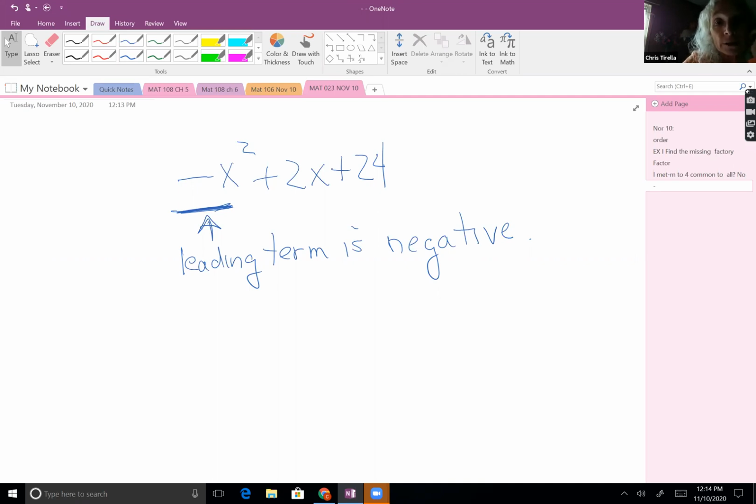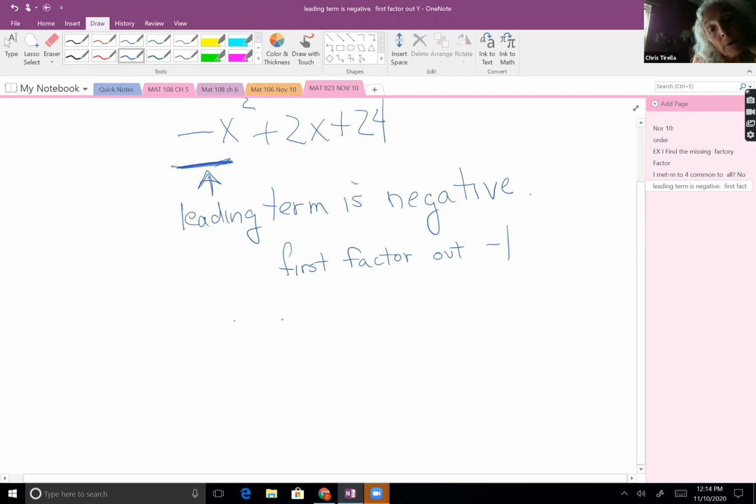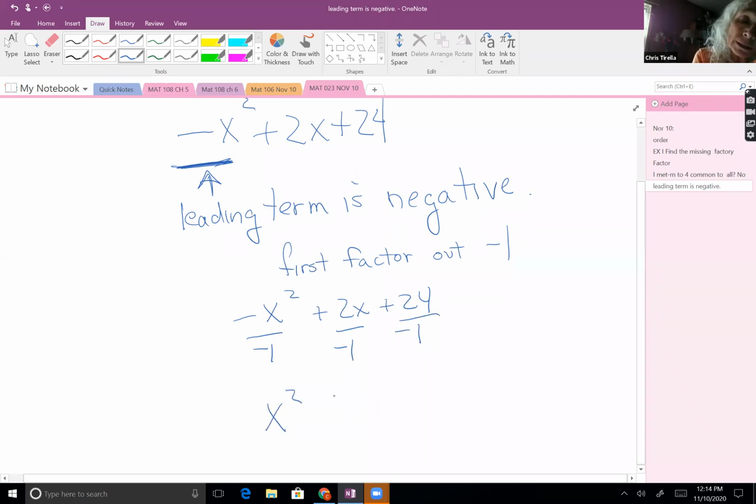The way we get around that is whenever the leading term is negative, we're going to first factor out a -1. In order to factor out that -1, I'm going to think of taking that entire trinomial and dividing each term by -1. So that'll give me x squared. Positive divided by negative is -2x. Positive divided by negative is -24. And then I'm going to have a common factor of -1.